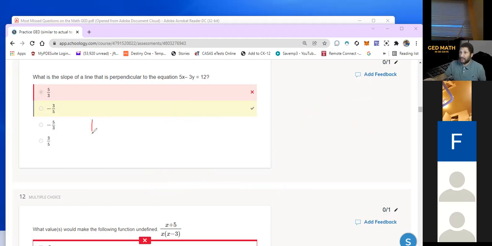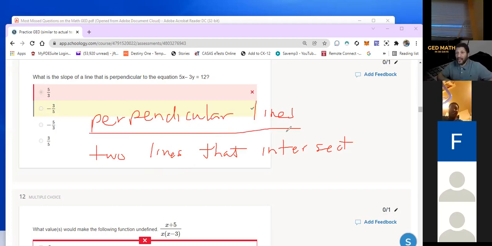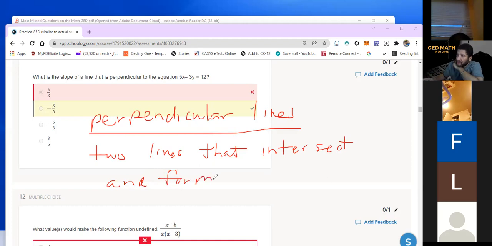Now, perpendicular lines. What is a perpendicular line? Can anybody tell me what a perpendicular line is? A line that will never cross? No, that is parallel. What is perpendicular? Oh, the ones that cross. The ones that intersect, but do what? To make the right angle. Yes.